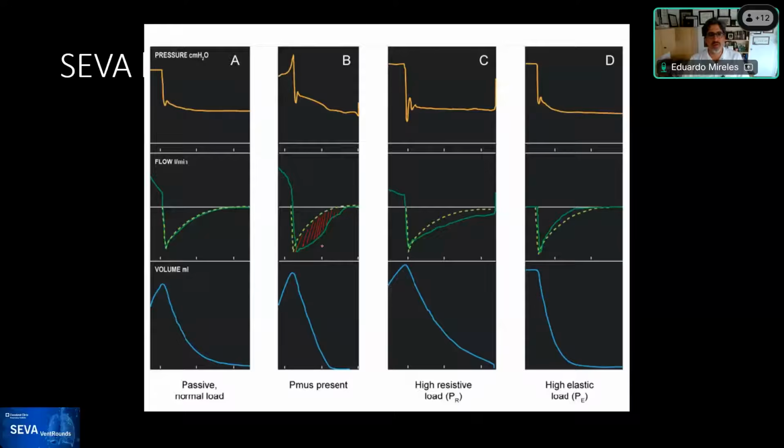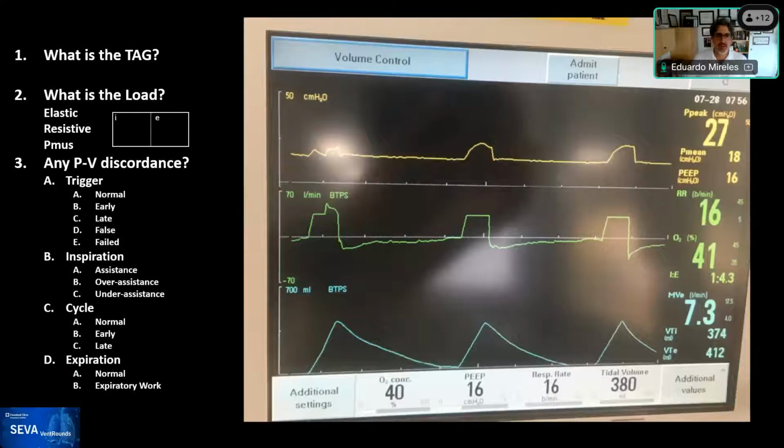A good thing for you is remember that you have the volume waveform, and the volume waveform carries the same information as the flow waveform, but it's amplified. So sometimes it's hard for you to see if it's reaching baseline or not, and you can look at the volume waveform, and this will essentially amplify that and give you a different perspective, let's say, and so you see it bigger and better. So here's our case for today.